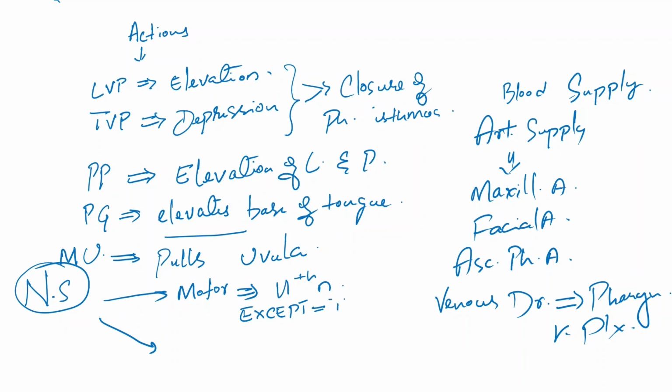except the tensor veli palatini muscle. This muscle is supplied by the direct branch from the trunk of the mandibular nerve. It is supplied by the trunk of the mandibular nerve through the otic ganglion. So this is about the nerve supply, or the motor supply, of the soft palate.